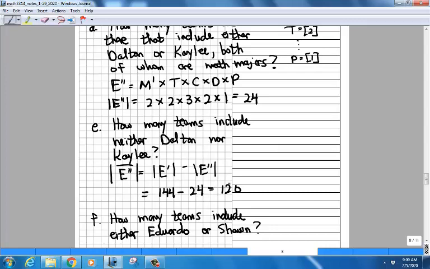Now this question is very similar, but it has an important difference. How many teams include either Eduardo or Sean? Now we have to figure out what their majors are. So, Eduardo, what is your major? Math. Okay, so Eduardo is also a math major. If it turns out Sean is also a math major, then we're done, because this will be equivalent to the prior problem, correct? But Sean is what? Data science. Okay, so that is going to create a little bit of an issue here.